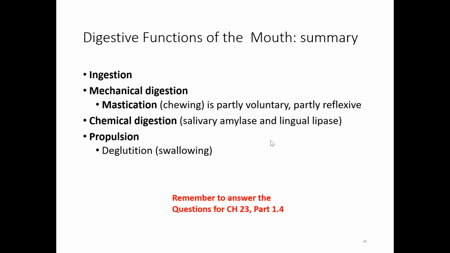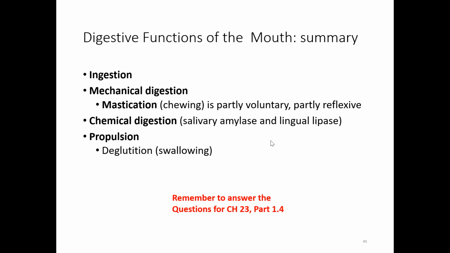First of all, ingestion, or taking food into the mouth. Next one, digestion. Mechanical digestion would be chewing. Another name for it is mastication. So mastication and chewing is the same thing. Partially mastication is voluntary, partially it's a reflex.